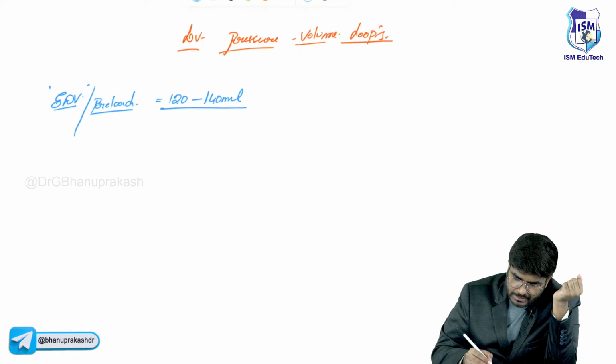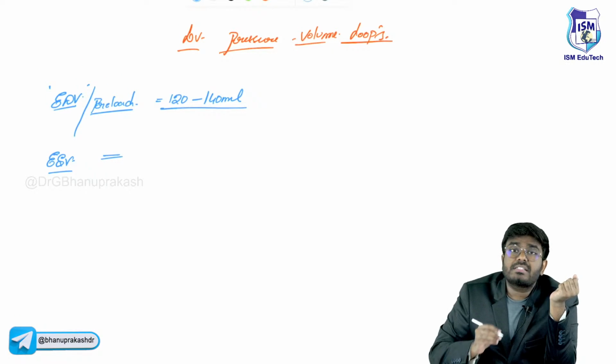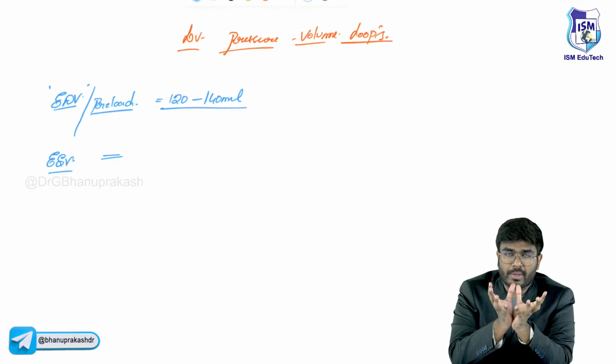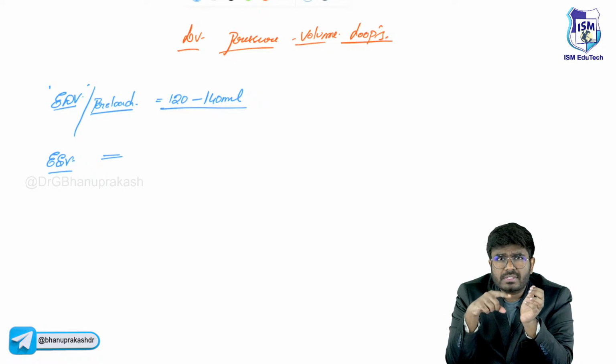Now, can you guys tell me what is end systolic volume? After the diastole, you have kept 120. Now, when the ventricle beats, out of that 120, 70 is going to come out. That is the stroke volume. That 70 that's coming out into the aorta is called the stroke volume.